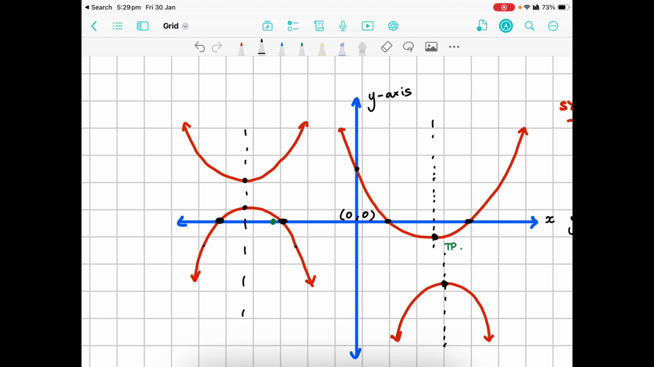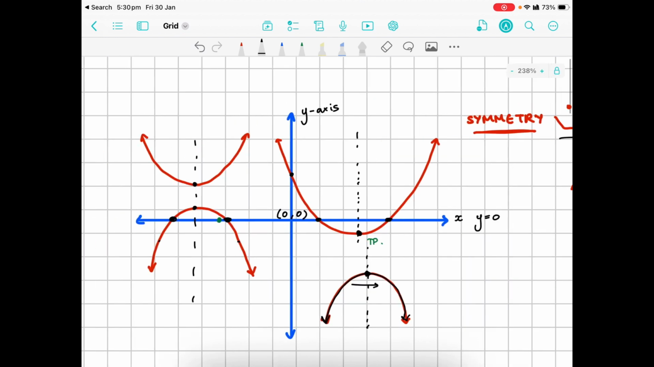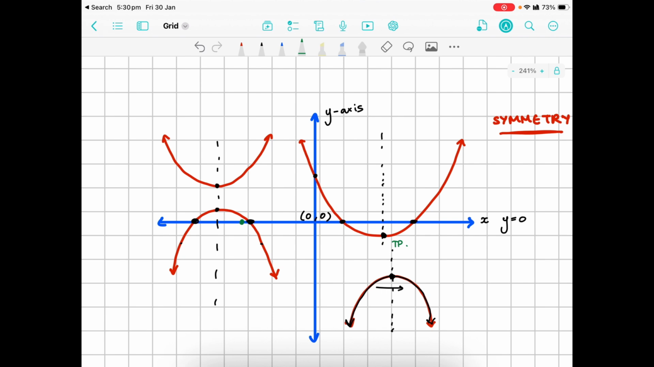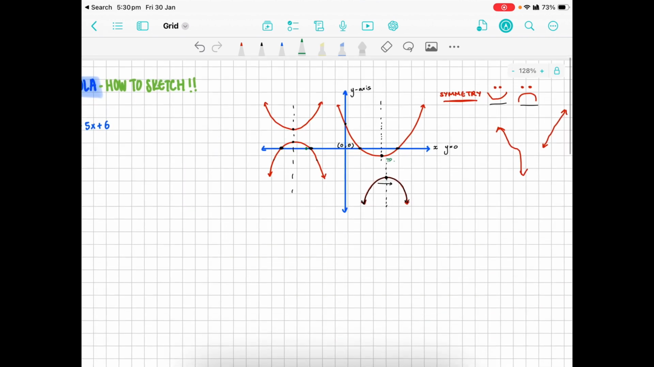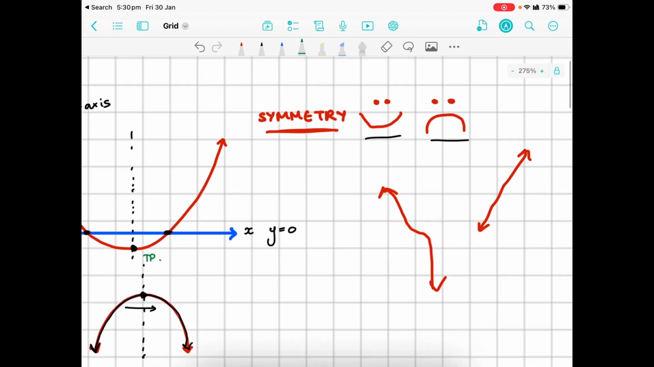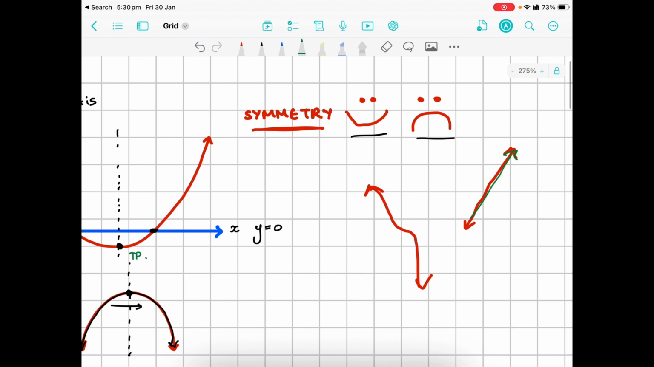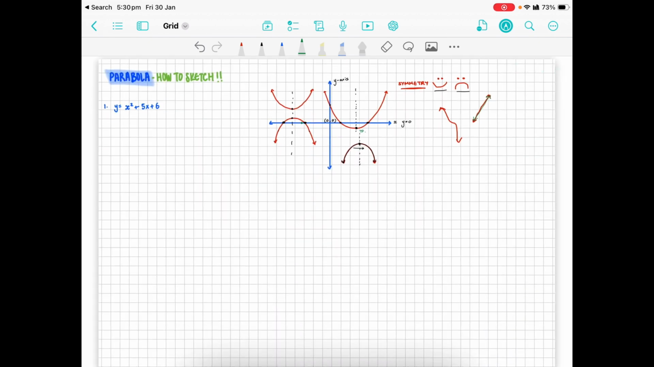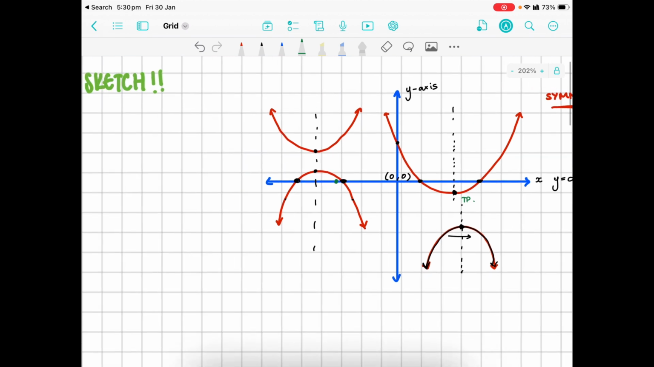This side of the parabola that I'm drawing over in black, if I were to flip this, it would be this side. The reason parabolas are so simple is because of their symmetry properties. And unlike a cubic or a straight line, it is symmetrical.